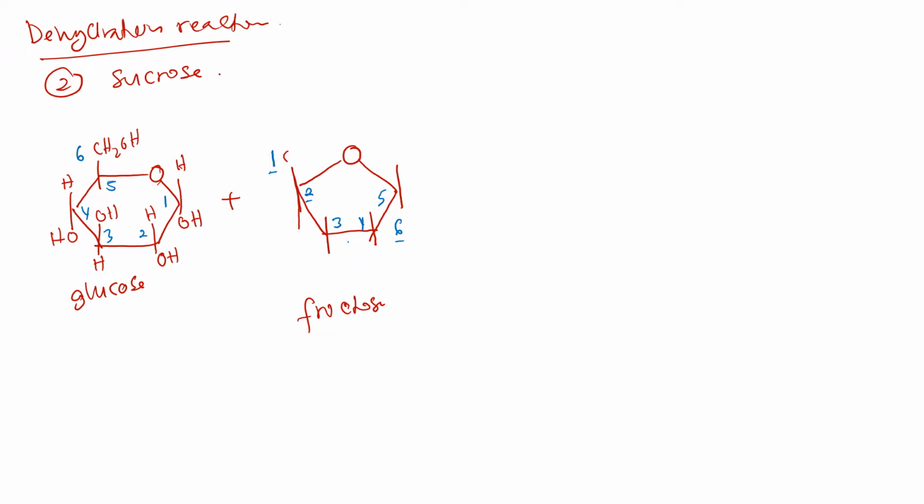So carbon number 1 is CH2OH. Carbon number 6 is also CH2OH. For the rest of the atoms, at carbon number 2 there's a hydroxyl, and then carbon number 3 has a hydroxyl. Carbon number 4 as well, and the rest are hydrogen atoms.